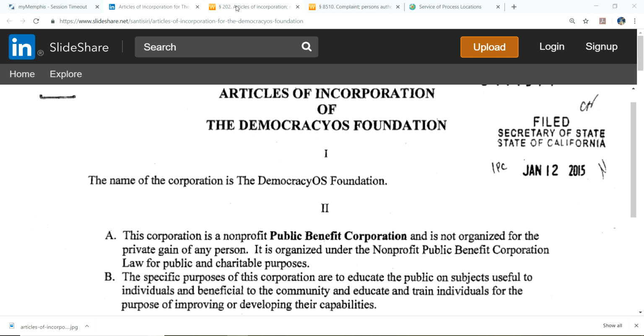I was able to find an article of incorporation for Democracy OS Foundation, which was filed with the Secretary of State in California. Unfortunately, I wasn't able to find any samples that were just a fictitious business. So I'm hoping this fits the parameters of the assignment this week, and I'm just going to push forward with what I've been able to find online.